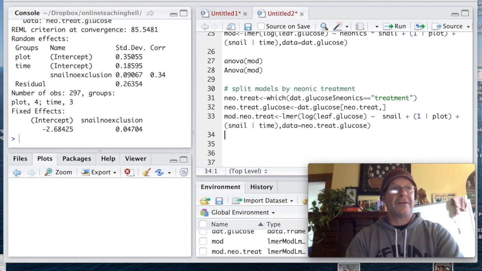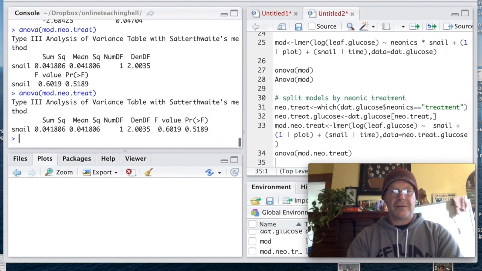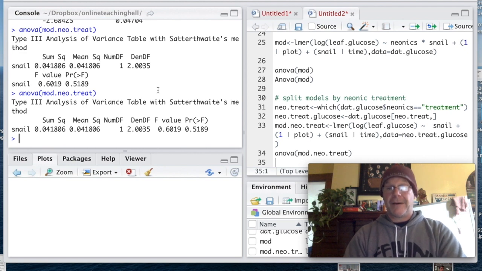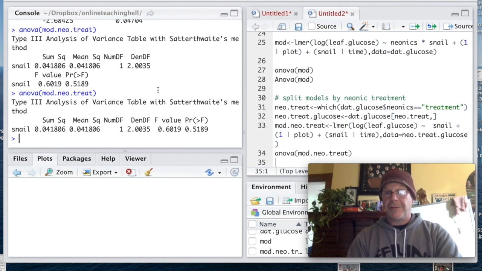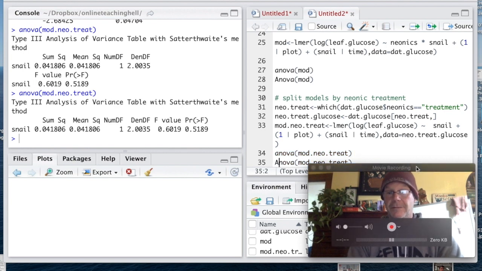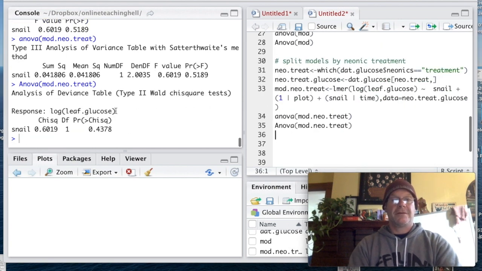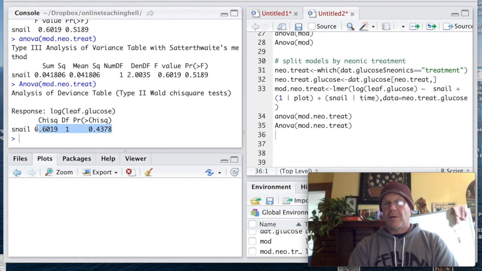And so let's go ahead and do an ANOVA on that. Copy, ANOVA. Okay, and what do we end up with? Our statistical inference is that there is absolutely no effect of snails when neonics are present. And we could do it also using the capital A Anova function. And again, no effect of that.